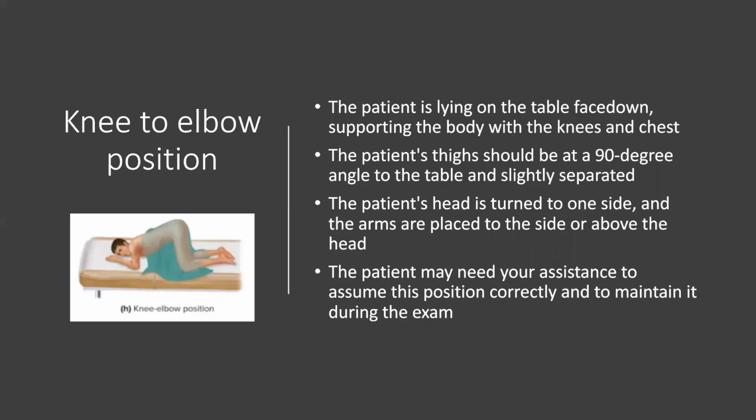In the knee to elbow position, the patient is lying on the table face down, supporting the body with the knees and chest. The patient's thighs should be at a 90-degree angle to the table and slightly separated. The patient's head is turned to one side and the arms are placed to the side or above the head. The patient may need your assistance to assume this position correctly and maintain it during the exam.